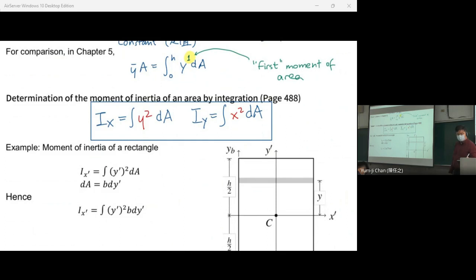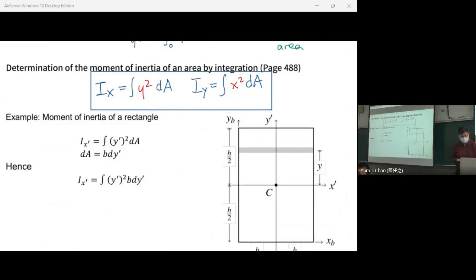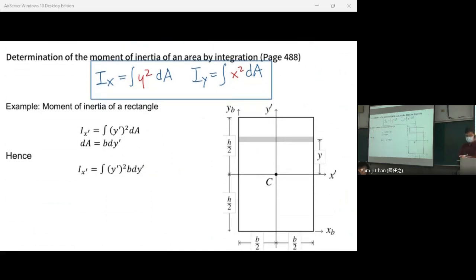In all the problems in this chapter, remember that if we talk about Ix, then we should have y squared in the middle. And if we're talking about Iy, then we have x squared in the middle. Now, I'll give you an example. We want to determine Ix prime, so we want to determine the moment of inertia about this axis, x prime.